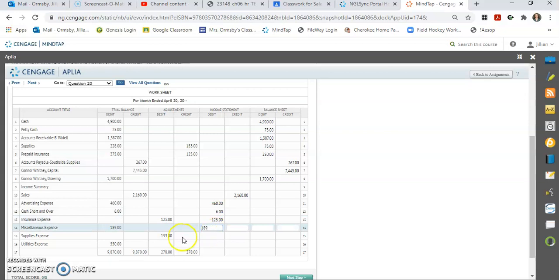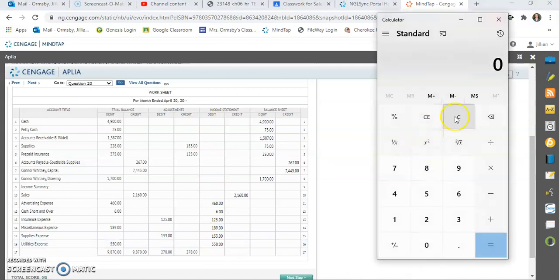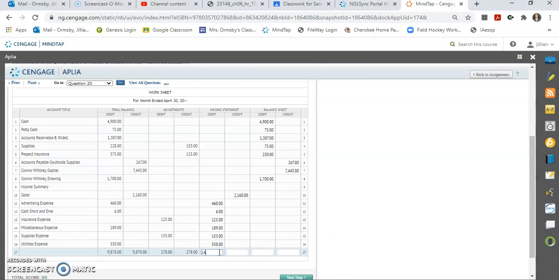Copy over 189. 0 plus 153 equals 153. That stays in the debit column, and then copy over 550. All right. So our next step is going to be to add each column. So first one is 460 plus 6 plus 125 plus 189 plus 153 plus 550 equals 1,483. So I'm going to put that here, 1,483.